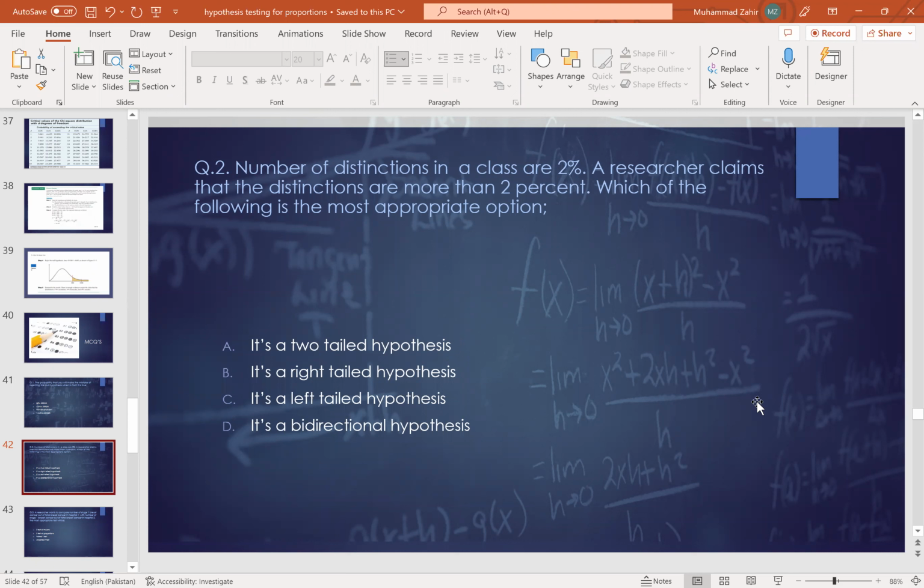B. Yes, B is the correct answer. It's a right-tailed hypothesis because the larger sign would be used, and the researcher claims it's more than 2%. So it's B.